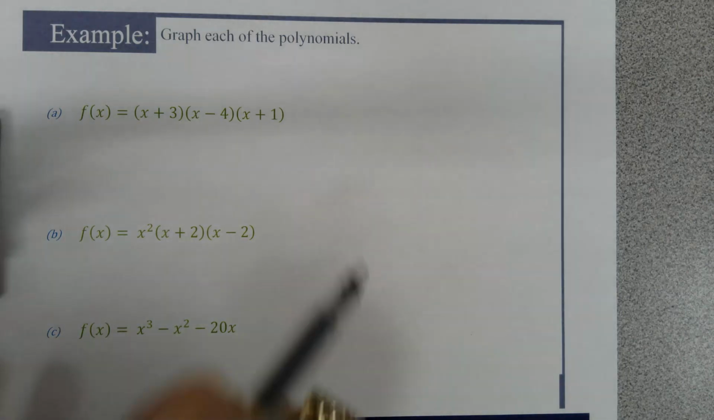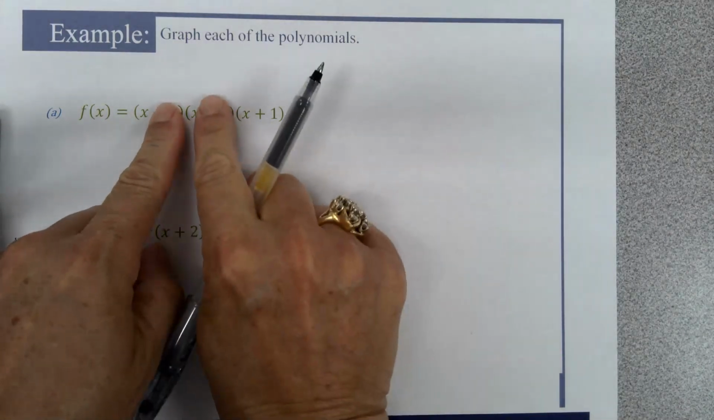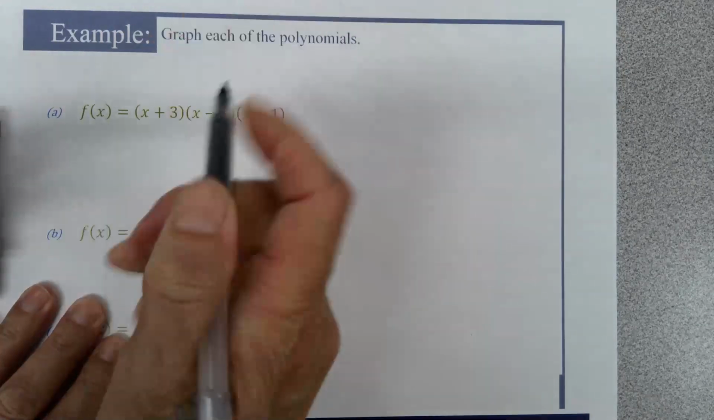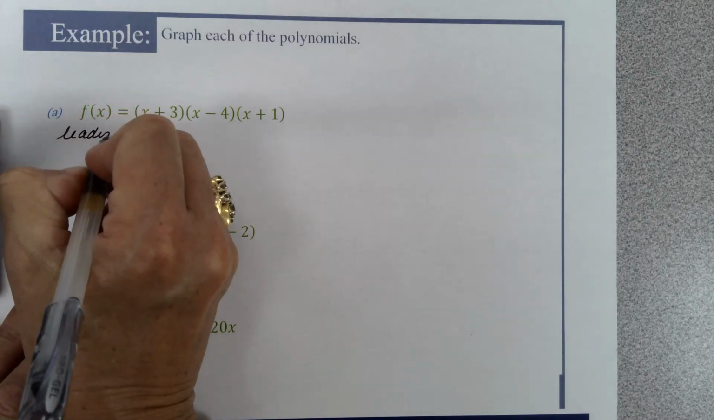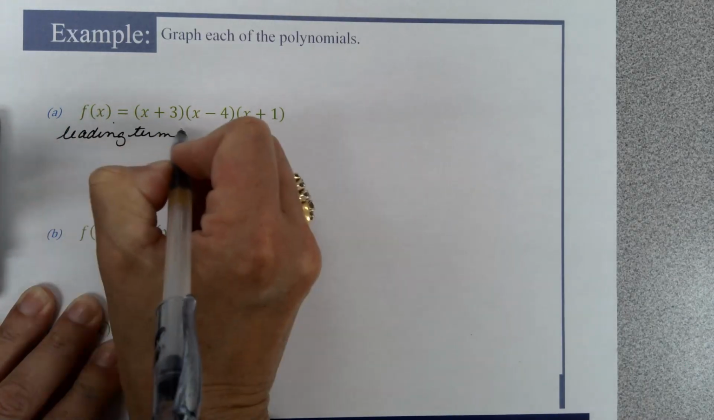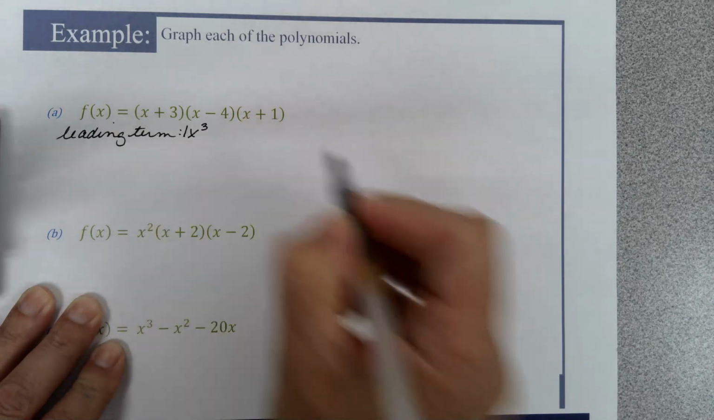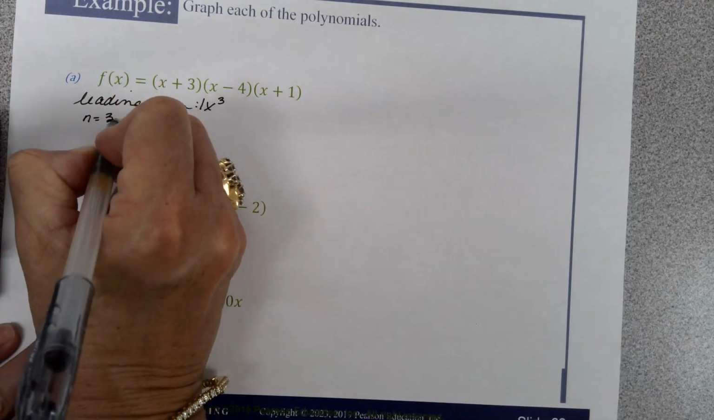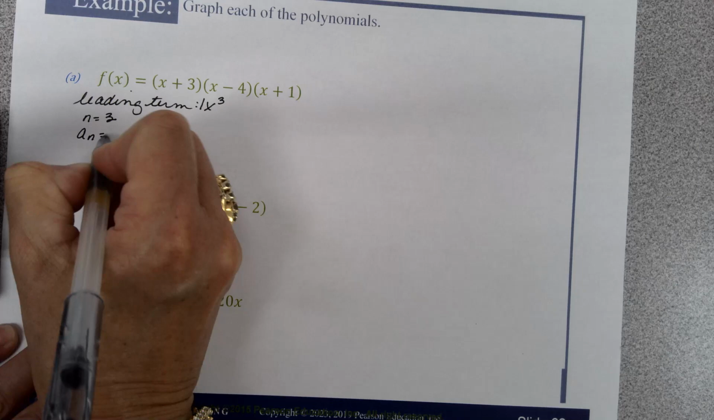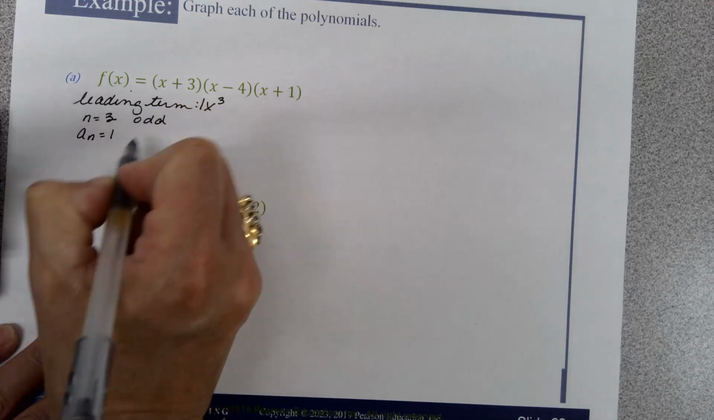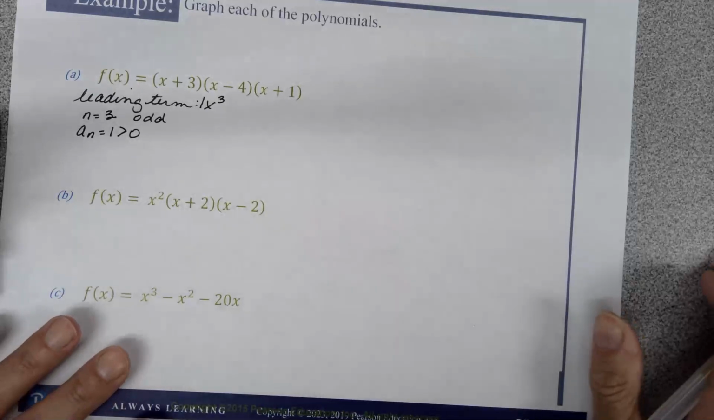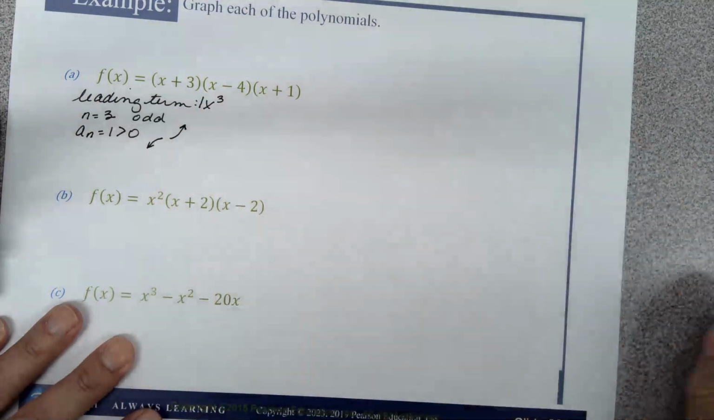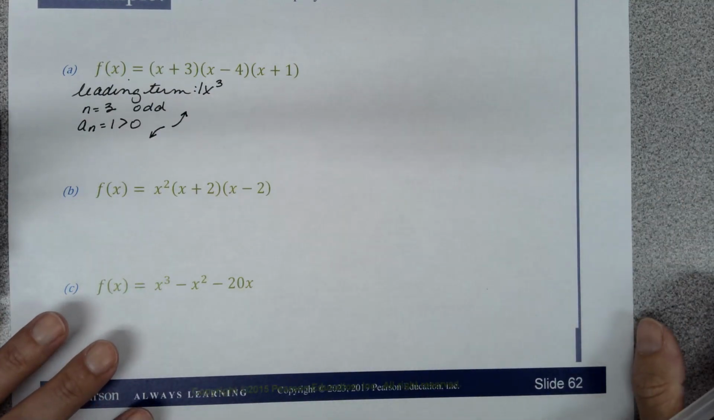So, when we think about this polynomial, if I cover up the 3, the -4, and the 1, what do I have? X times X times X. And so my leading term is just X cubed. And if you want to be specific, you could say it's 1X cubed. Okay? So my N is 3. My A sub N is 1. 3 is odd, 1 is positive, so my end behavior will fall to the left and rise to the right. Did you get that far?